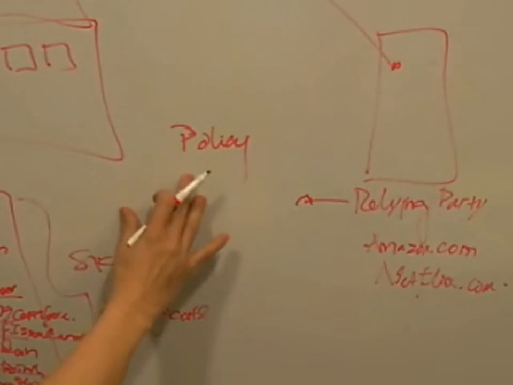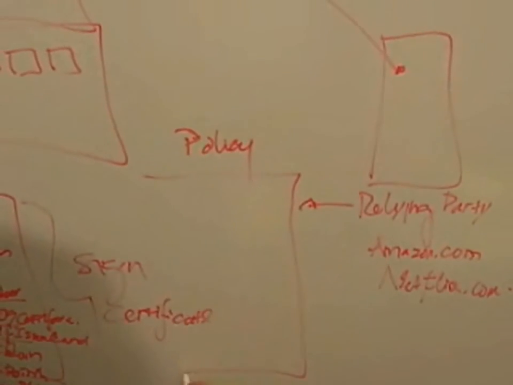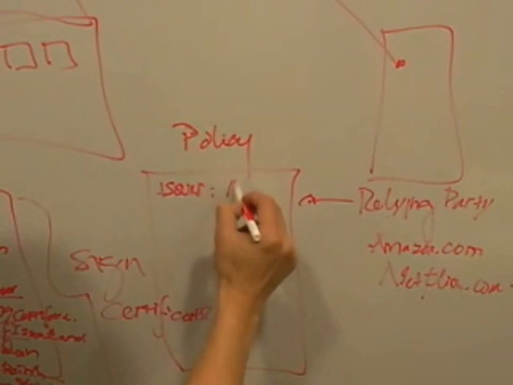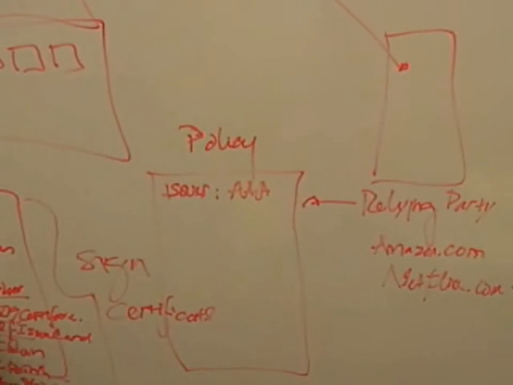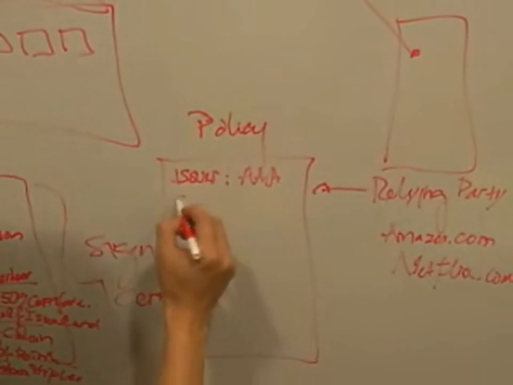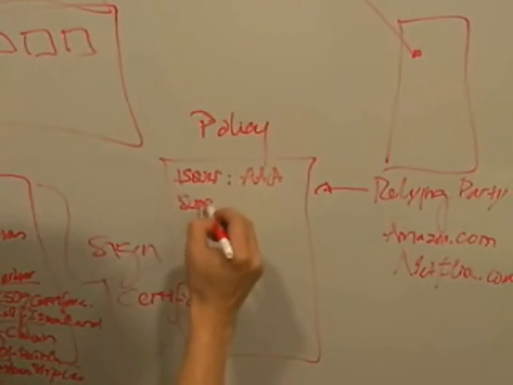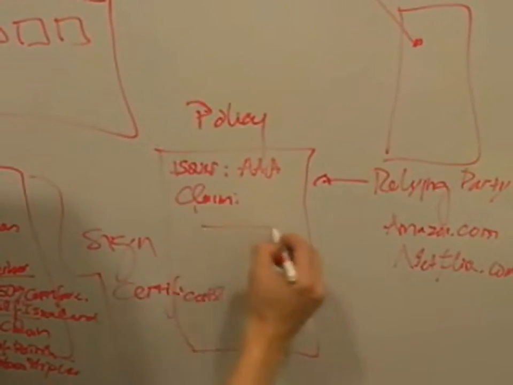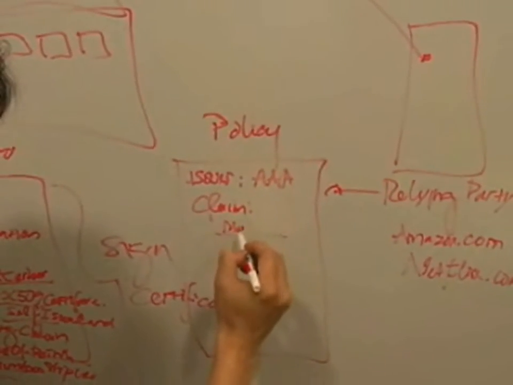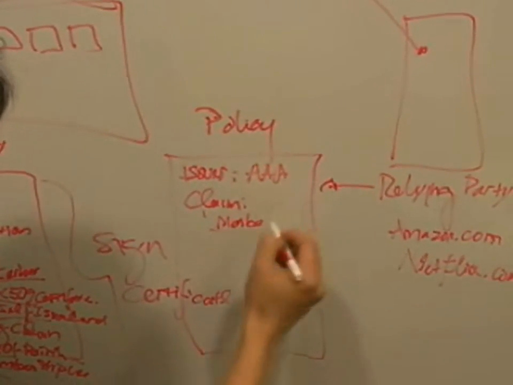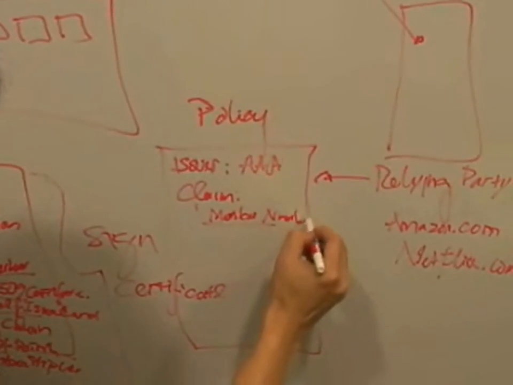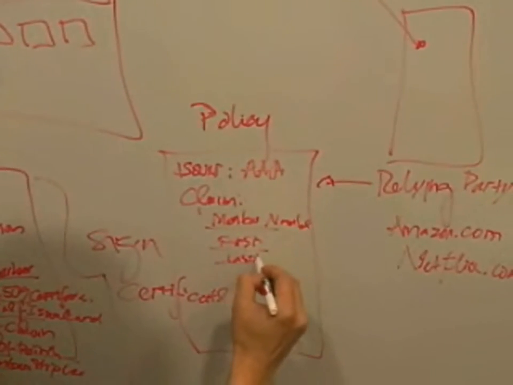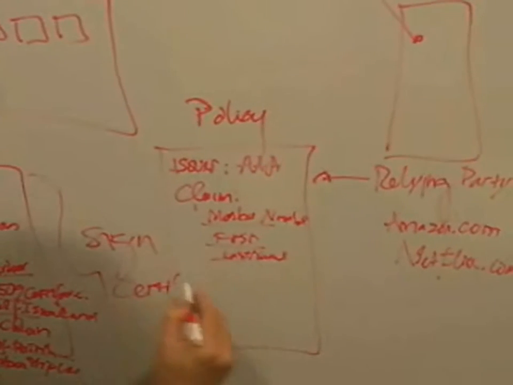So if you look at policy, it's basically just the requirements, and the policy will say the requirements are: I want the issuer to be AAA because I'm going to give you a discount if you're a AAA member. And I want to have your supporting claim, to be maybe a membership, member number or something like that. Your first name, your last name could be, and maybe a token type.